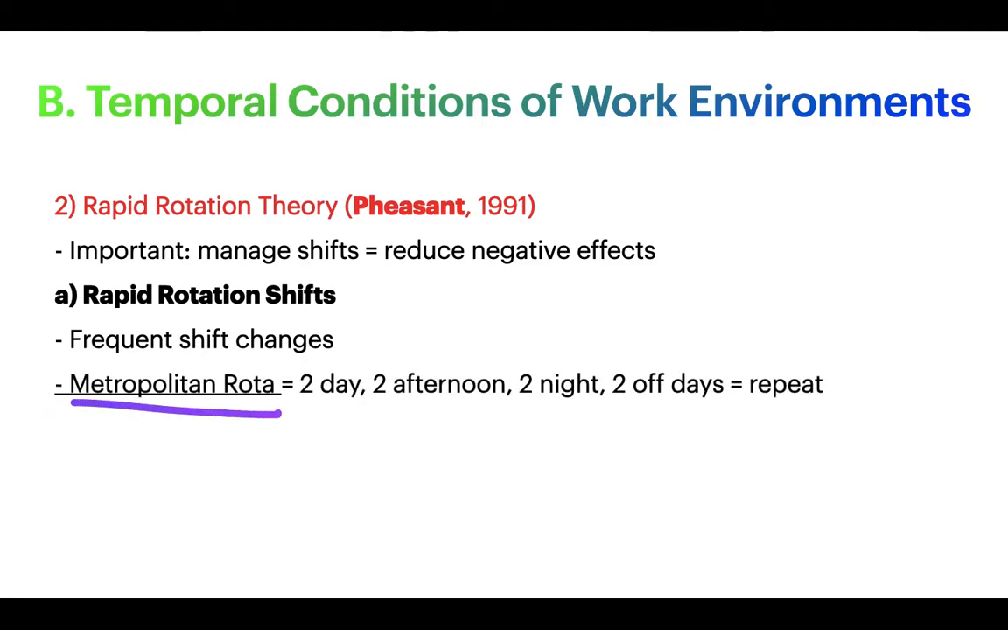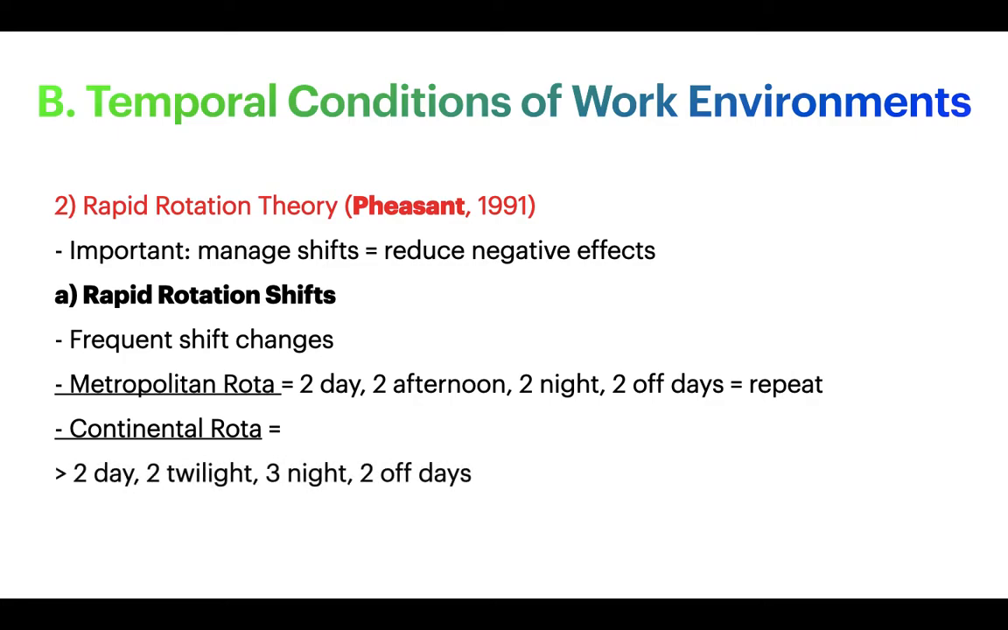So there's what is known as the metropolitan rota or metropolitan rotation. Rota is rotation. 2 shifts in the day, 2 shifts in the afternoon, 2 shifts at night, 2 off days, right? So this repeats. For 2 days in the week, Monday and Tuesday, you work in the daytime. Wednesday to Thursday, you work in the afternoon. Friday to Saturday, you work at night. Sunday and Monday are off days, and so on and so forth, and you repeat, right?